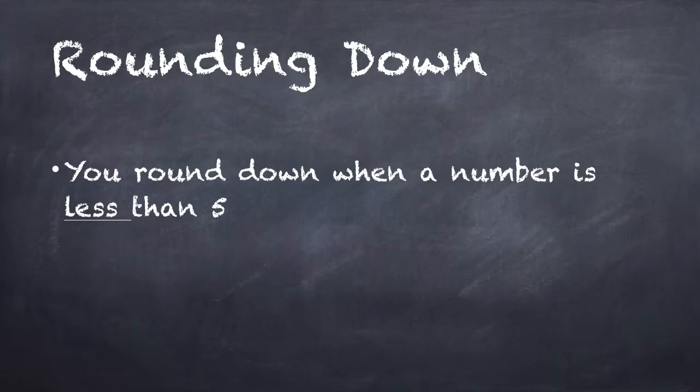Rounding down. You round down when a number is less than 5. Numbers that indicate rounding down will include 1, 2, 3, and 4.